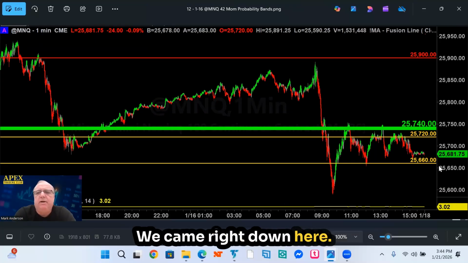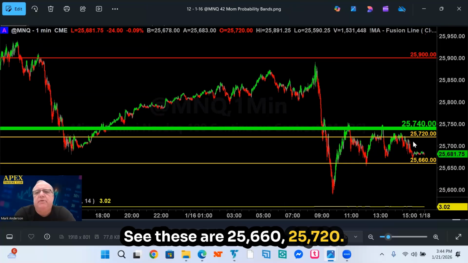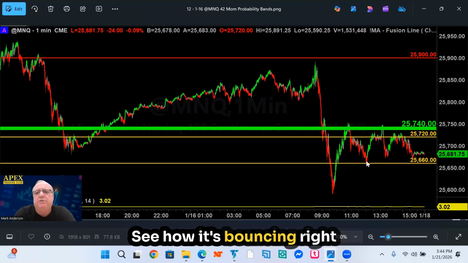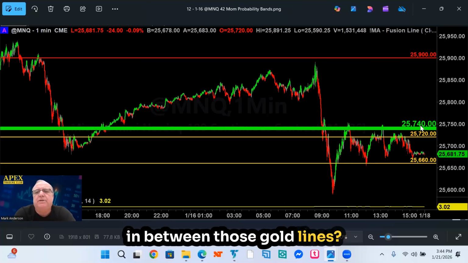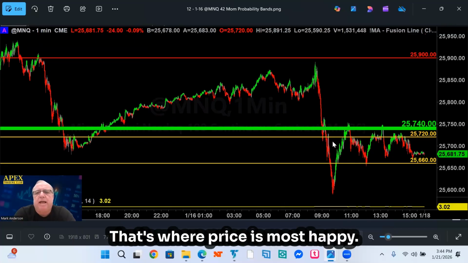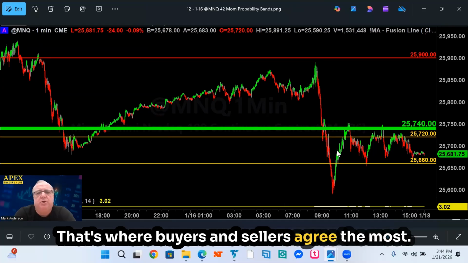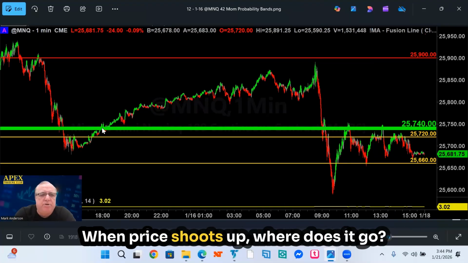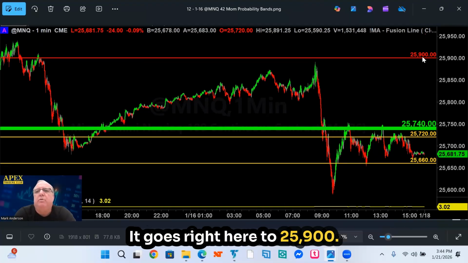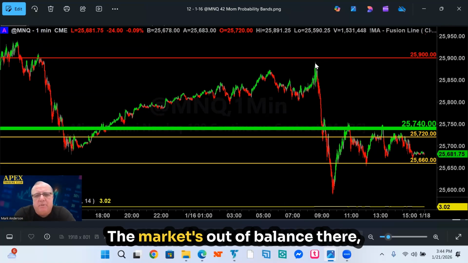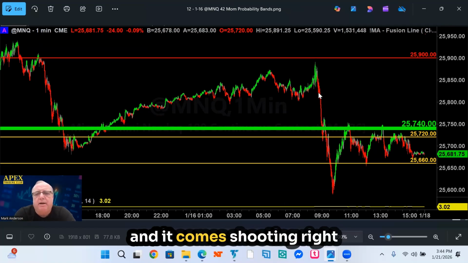We came right down here. See, these are 660, 720. Look at price. See how it's bouncing right in between those gold lines? That's that happy place I was talking about. That's where price is most happy. Why is it happy? That's where buyers and sellers agree the most. When price shoots up, where does it go? It goes right here to 25,900. The market gets out of balance there, and it comes shooting right back down to our zone here.